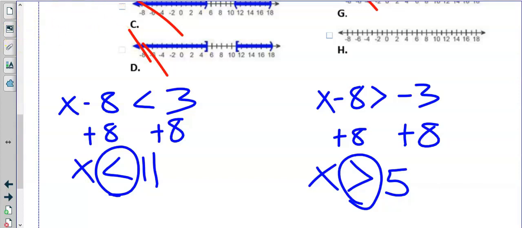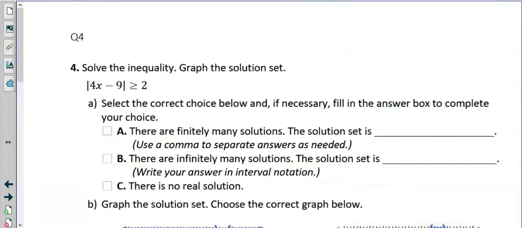All right. Question 4. Is our absolute value by itself? Yes. So it's ready to go. But before we do this, is this going to be an or or an and? This is an or because that is greater, or.